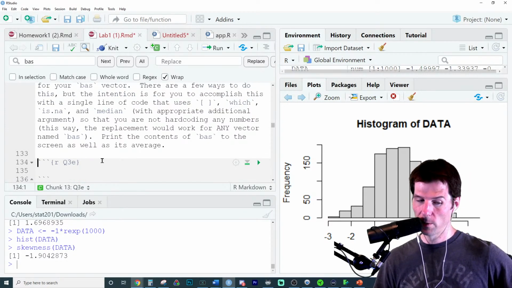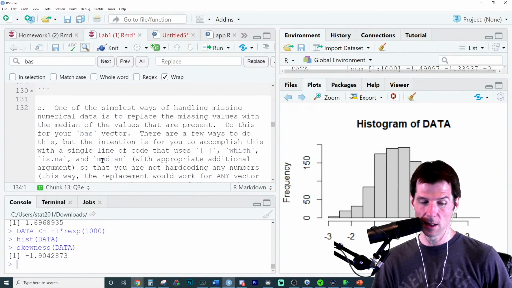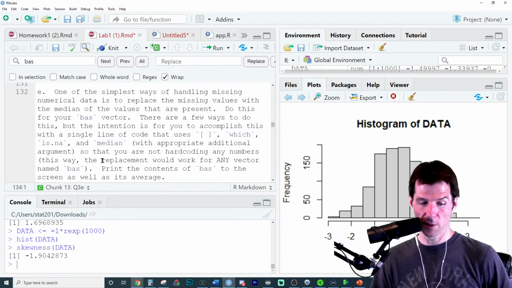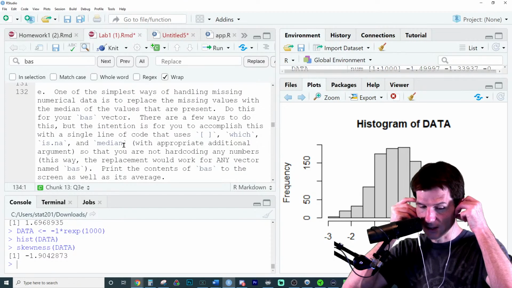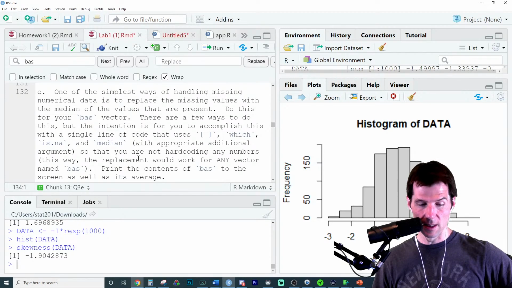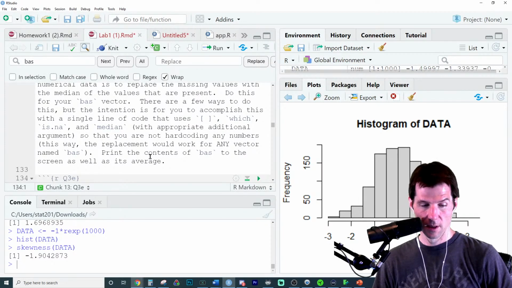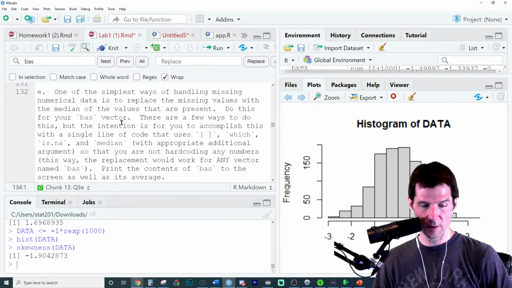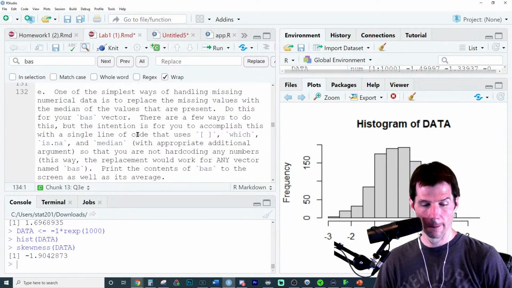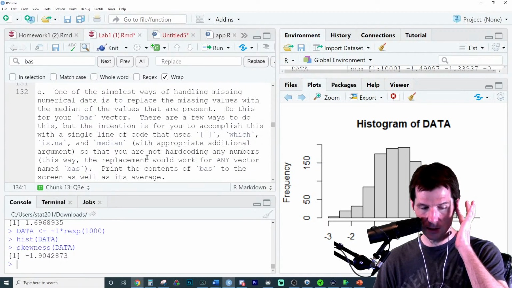3E says, when we go down here, one of the simplest ways of handling missing numeric data is to replace the missing values with the median of the values that are present. Do this for your BAS vector. There are a few ways to do this, but the intention is for you to accomplish this with a single line of code using the brackets, with is.na and median with appropriate additional arguments, so that you are not hard-coding any numbers this way.